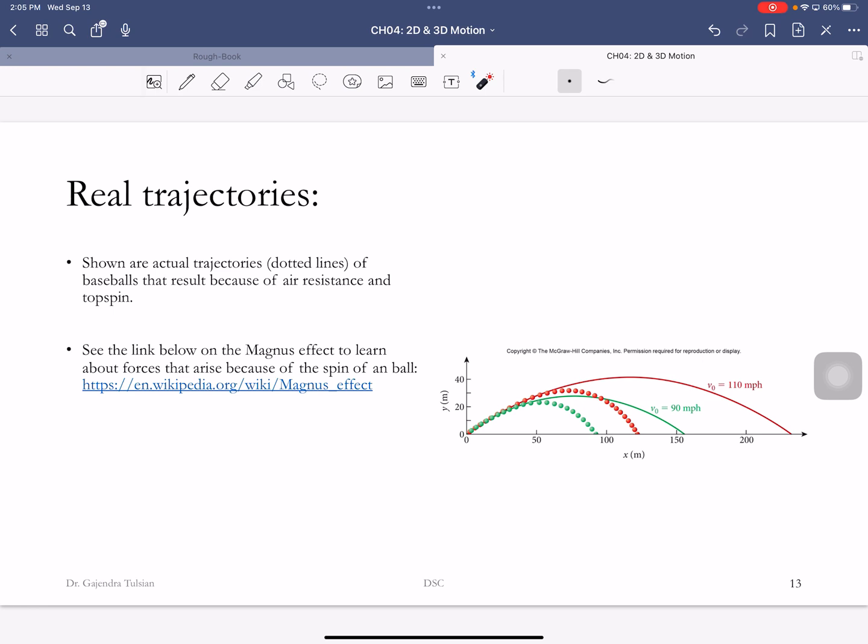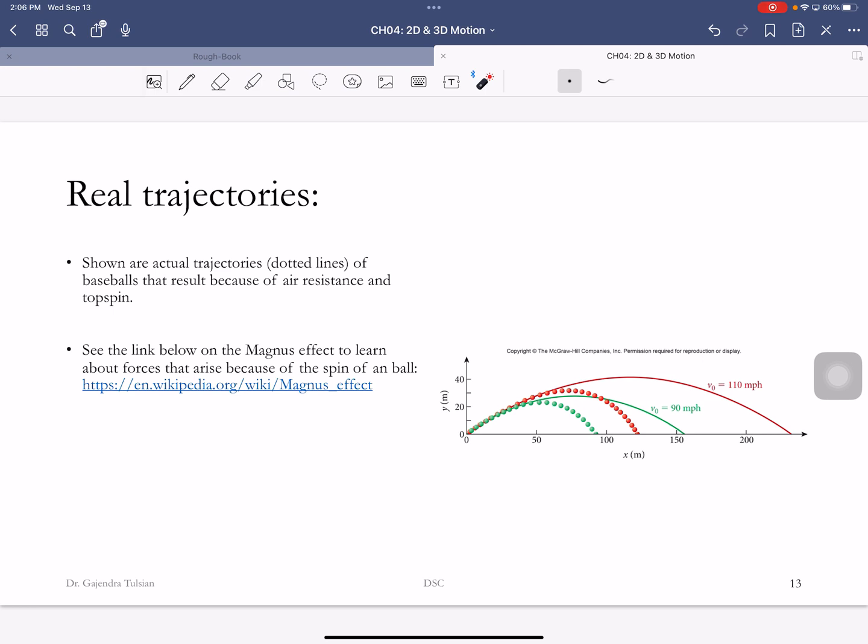Now, of course, real life throws a curveball at us. In real life, there's always air resistance and all that. So here's a parabolic trajectory. But if the ball had spin, here's a ball with top spin, and this is where it would fall with the same initial velocity.